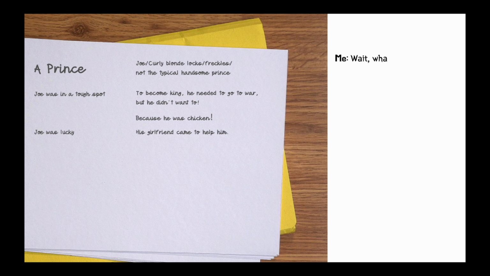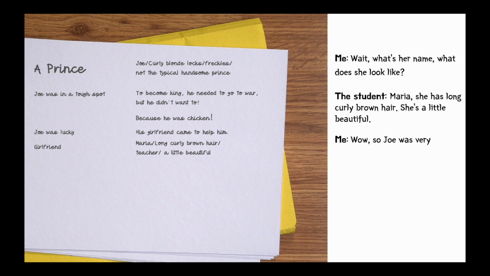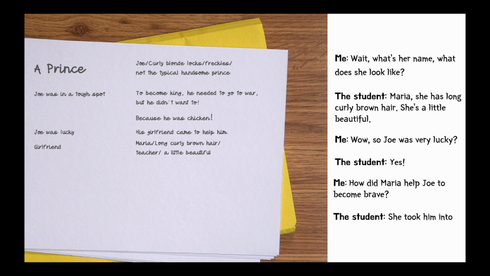Oh, wait, what's her name? What does she look like? I asked. Maria. She has long, curly brown hair. And she's a little beautiful, she said. Wow, so Joe is the lucky one, I said. Yes, she responded. How did Maria help Joe to become brave? She took him into the forest to fight scary animals every day. That made Joe into a very brave prince, she said.